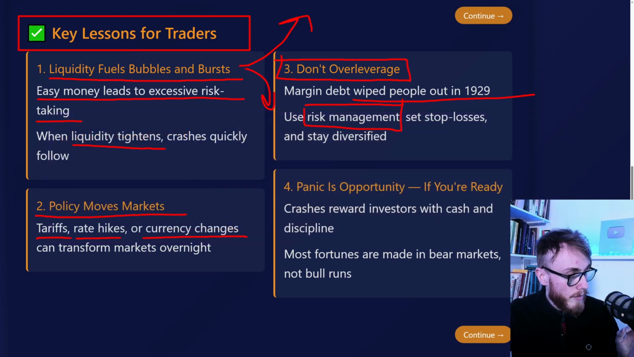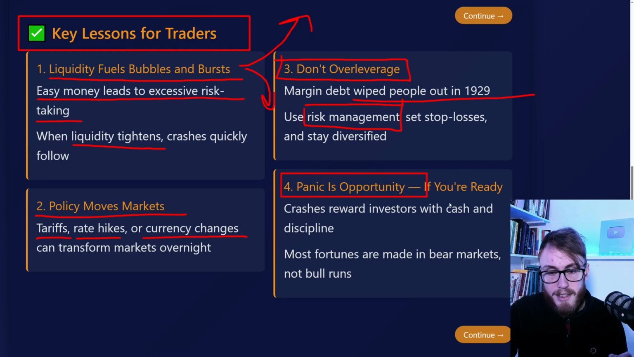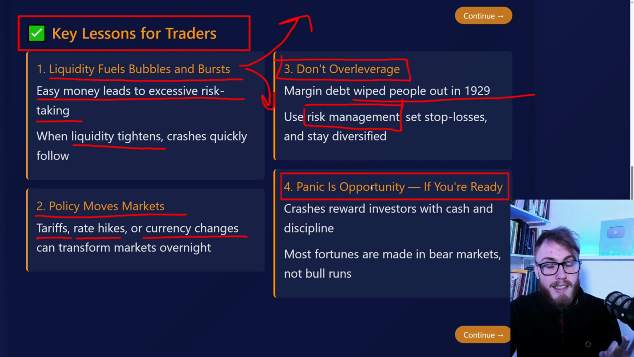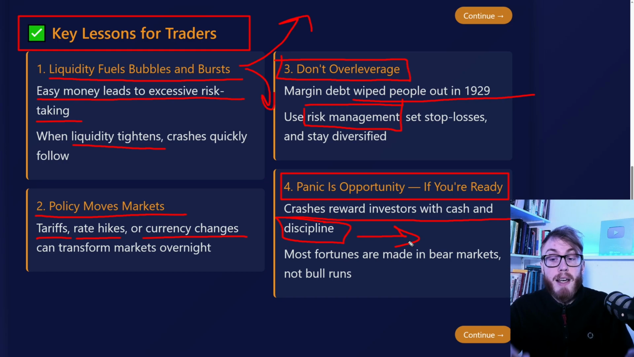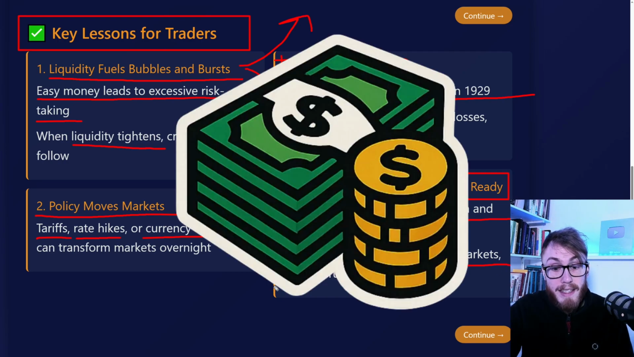But last but not least, and this is very important: panic is opportunity if you are ready. Crashes reward investors and traders with cash, or with the discipline to actually trade falling markets. Most fortunes are made in bear markets, not in bull runs.